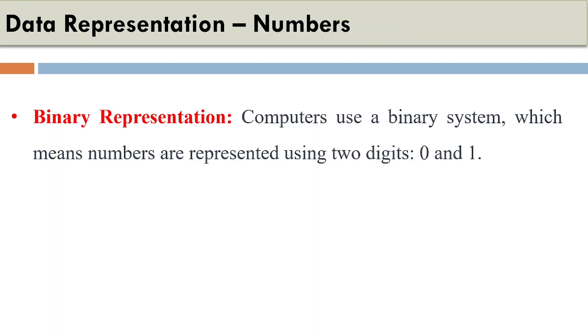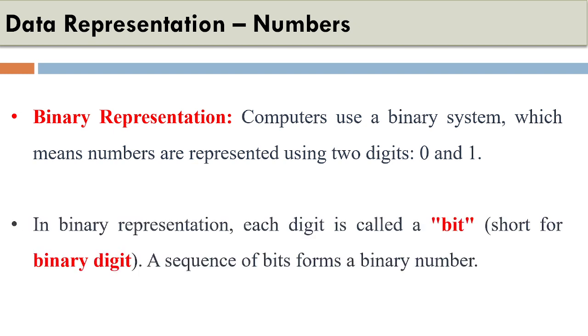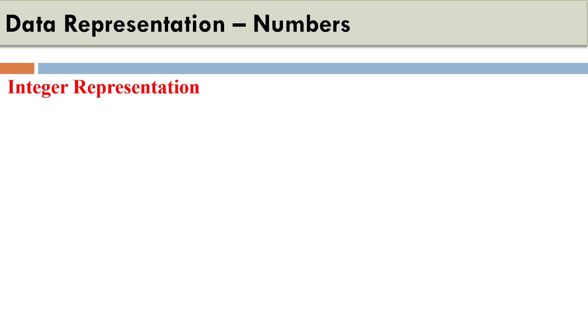Then we have the numbers. Computers usually understand zeros and ones. So if we represent that in 0 and 1, it's binary. We call it in short a bit. Each digit is called a bit, short for binary digit. Then we have a sequence of bits in a binary form.